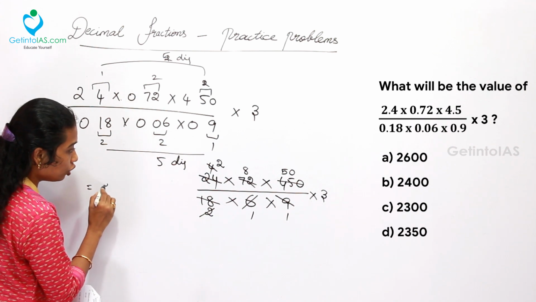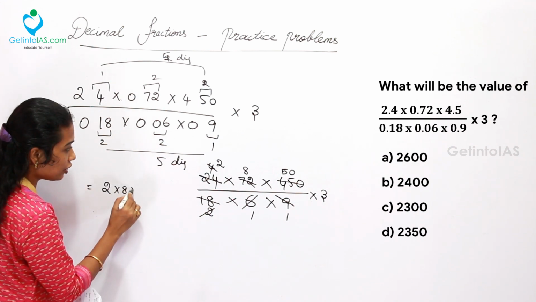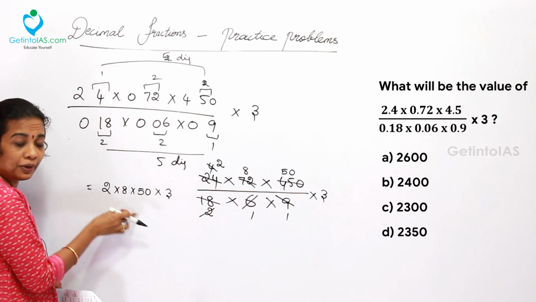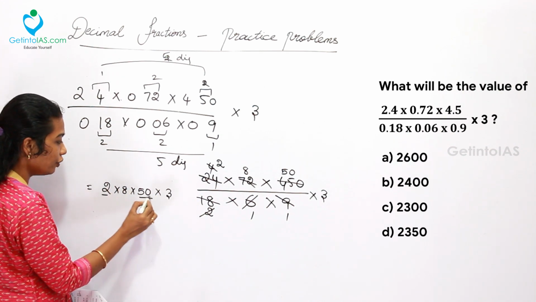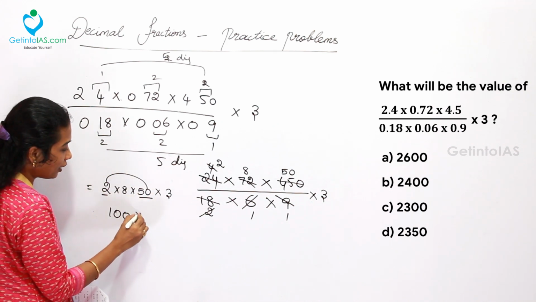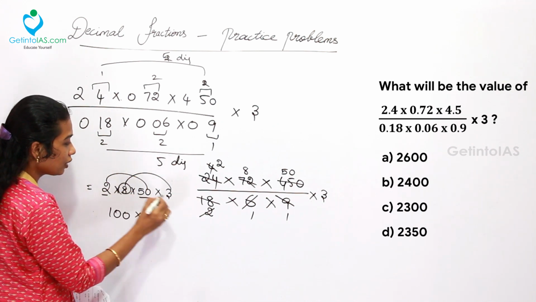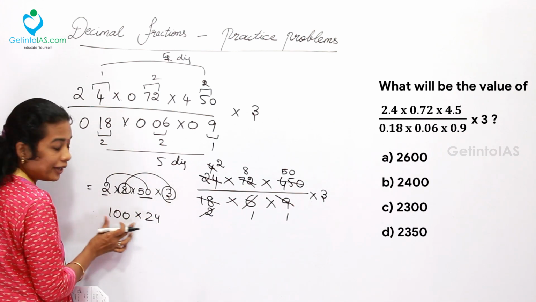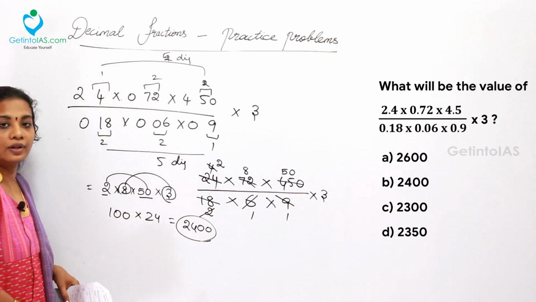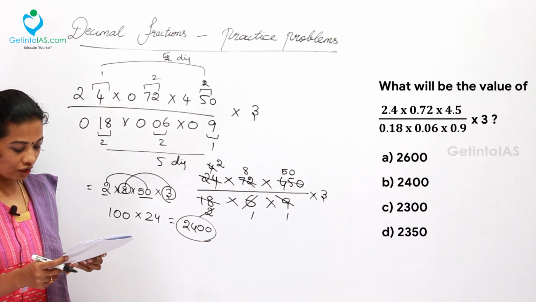Let's try. 2 into 8 into 50 into 3. Now simply we can take the values. 2 into 50, everyone knows, is 100, so no need to take it. And 8 into 3 is 24. Simply 100 into 24. Finally the answer is 2400, which is given in option B.